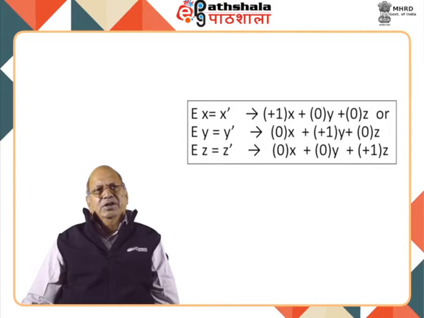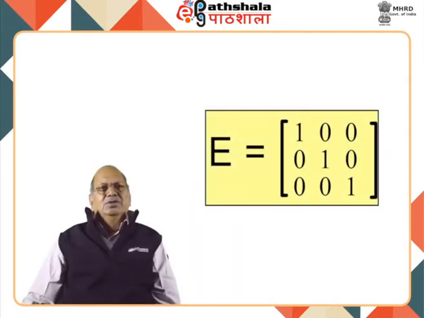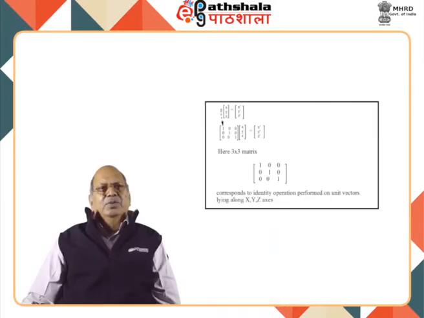E operated on z gives me z dash, which is nothing but 0x, 0y and plus z. In matrix form, the effect of E on x, y, z unit vectors can be written as E is equal to a matrix 1 0 0, 0 1 0, 0 0 1, or we can represent the whole process in terms of matrices. That is, E operates on x, y, z gives me x dash, y dash, z dash.